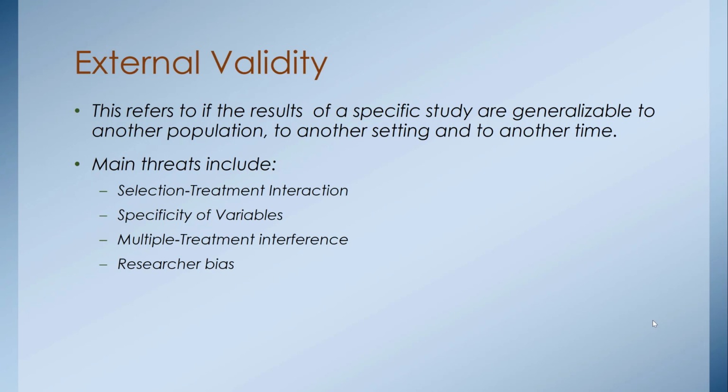The main threats to this include selection-treatment interaction, specificity of variables, multiple treatment interference, and research bias. If you employ those steps that we talked about in the explanatory level of research, you're going to control for a lot of these, and you're going to be able to, with more confidence, say that your findings can now be applied to somebody else, even though they didn't undergo the research.